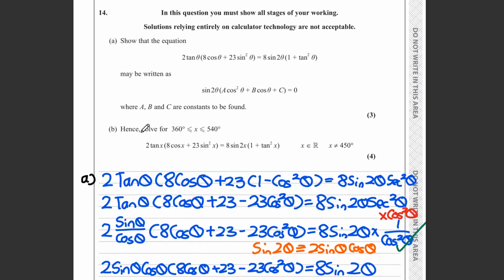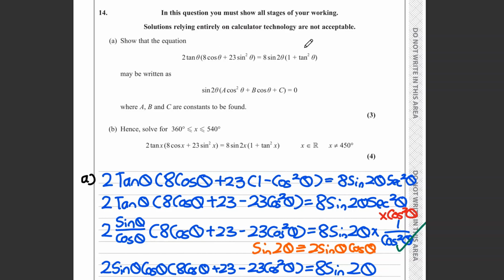Okay, and then for part B, we need to solve between 360 degrees and 540 degrees for x. This 2 tan x, 8 cos x plus 23 sin squared x is equal to 8 sin 2x, 1 plus tan squared x for 4 marks, where x can't be equal to 450 degrees. So this equation here and this equation here are the exact same thing. The only difference is that instead of theta we have x.